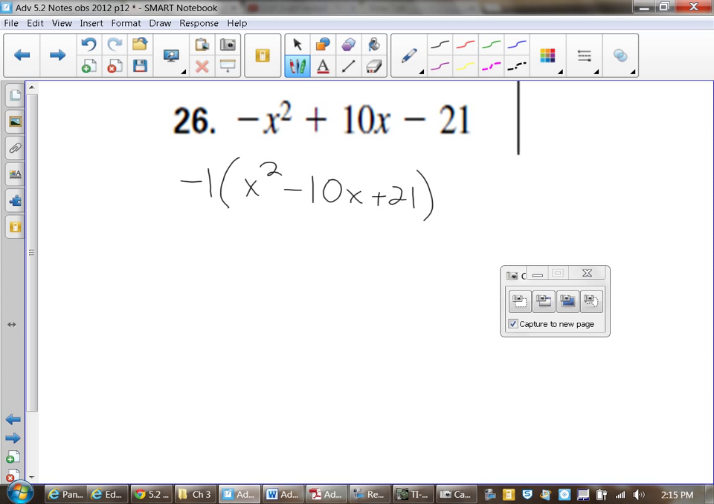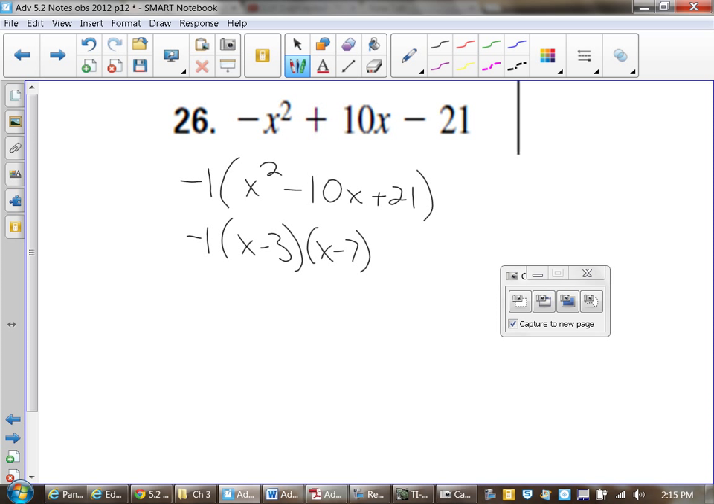What times what's 21? You add together, get -10. Good. So now I just bring the -1 with it, and I get x minus 3, x minus 7, and I'm done. Whenever you have a negative value a, whether it's -1, -3, whatever, you always factor out the negative first, okay? And then you factor it like you would normally.